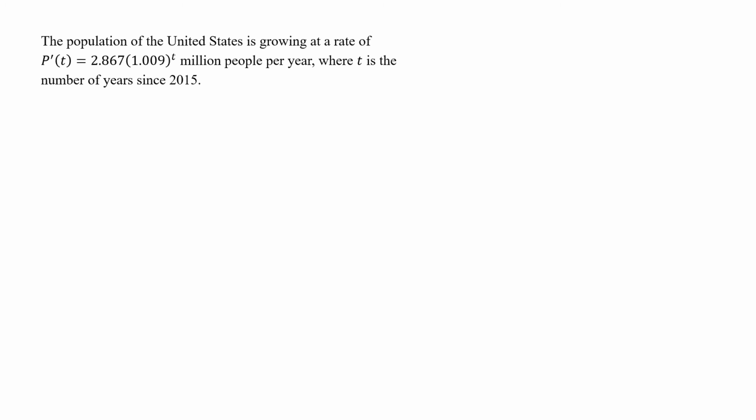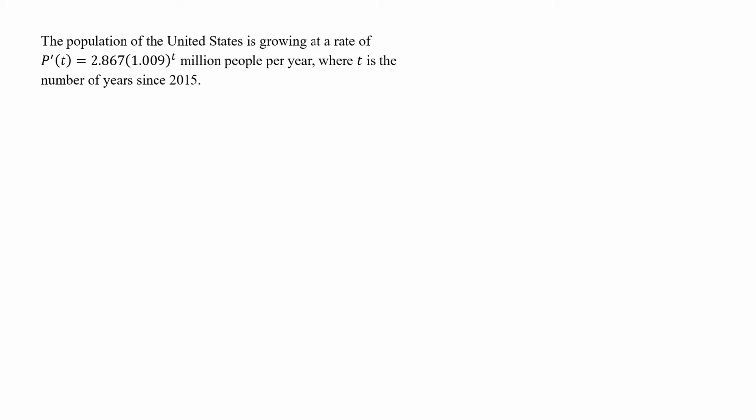So if we're looking at this, we could have something like the population of the United States is growing at a rate of, here's the derivative, p prime of t is 2.867 times 1.009 to the t million people per year, where t is the number of years since 2015. Look at that, a recent date. It's not since this book was written in 1972.